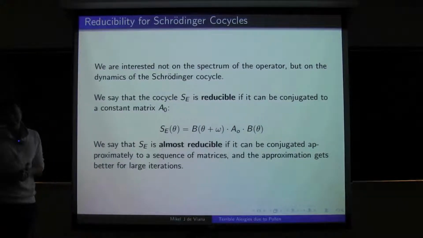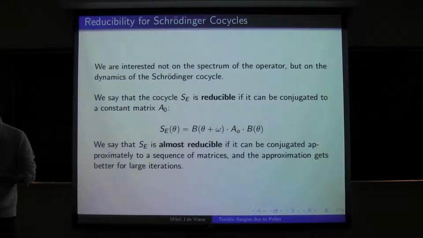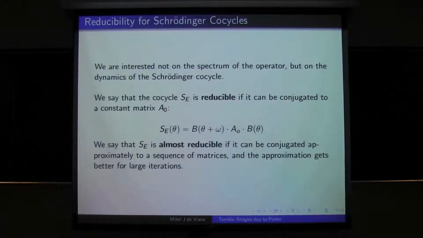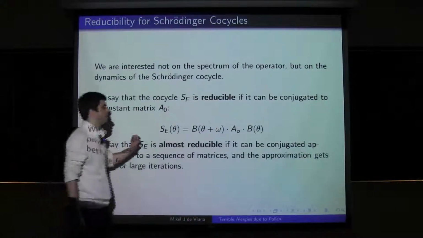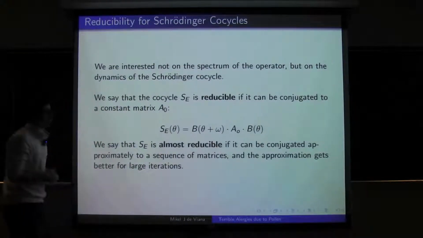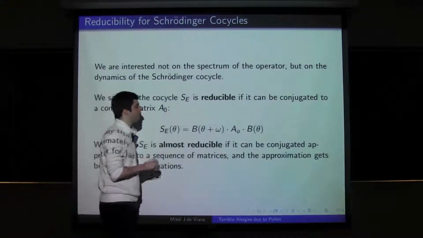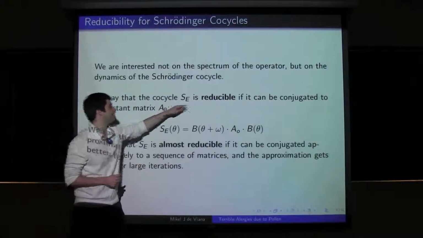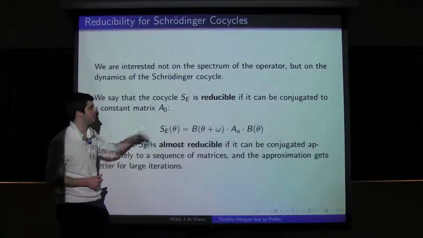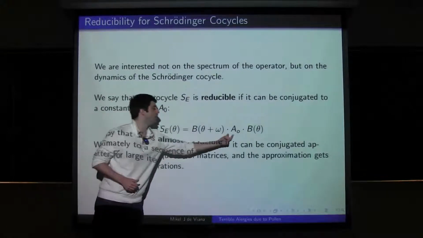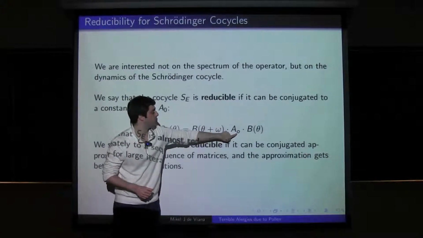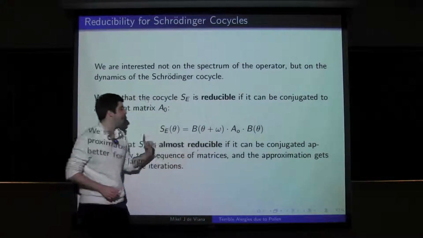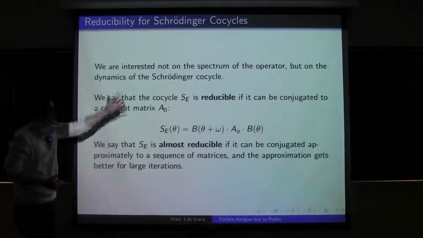But I just want to say that we are not interested in the spectrum of the operator, but in the dynamical properties of the cocycle. In particular, we're interested in two concepts that are related to conjugations of the dynamical system generated by the cocycle. One is reducibility and one is almost reducibility. Reducibility is very strong. You make a change of variable in the cocycle and you convert the cocycle into a constant matrix, and almost reducible is something much weaker.